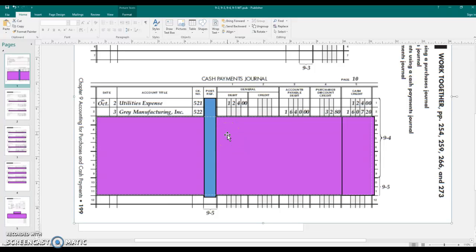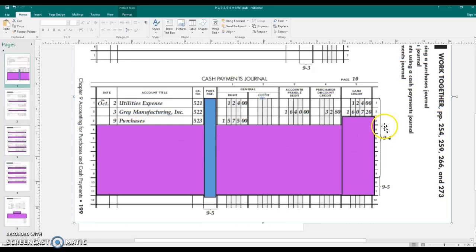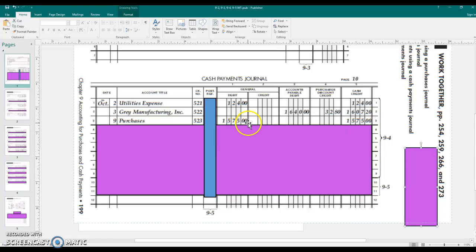On the 9th, we wrote a check to LPF Manufacturing for merchandise with a list price of $1,575. It is for merchandise. So number 9 is purchases, because if it says merchandise, you're going to use purchases instead of supplies. On the 9th, we purchased, and this is a general ledger account. $1,575, $1,575. Once again, debits and credits must equal.